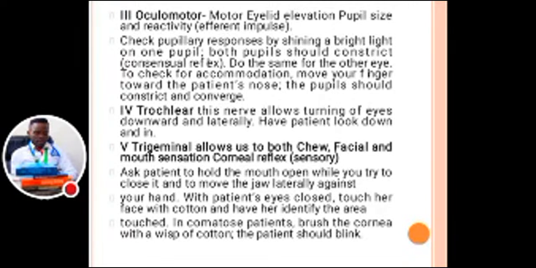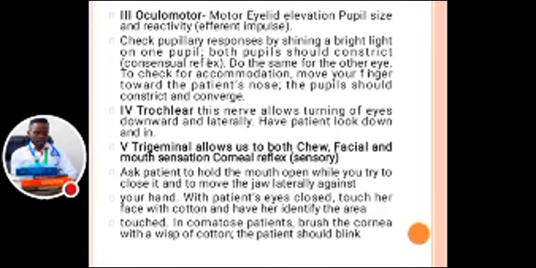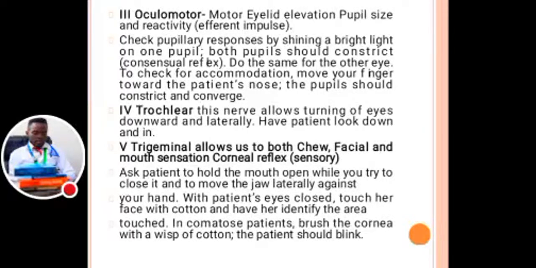Then both pupils should constrict, the consensual reflex. So you need to examine for a consensual reflex, where you check that the pupils constrict. Do the same to the other eye and check for accommodation. Move your fingers toward the patient's nose, and then the pupils should constrict and converge. This is done when you are examining the oculomotor nerve, specifically for the eyesight as well as the pupil dilation and constriction.